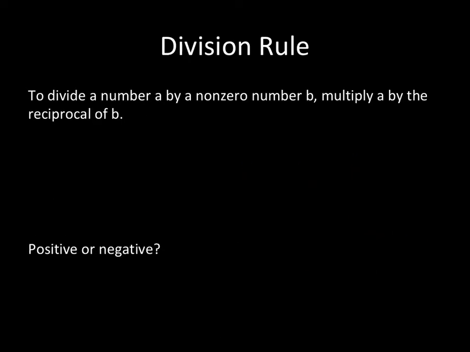Looking at the division rule, to divide a number a by a non-zero number b, multiply a by the reciprocal of b. I'll write it out like this: a divided by b, or a over b, is equal to a times 1 over b. I know you already know how to divide, but this explains that division is not really a different operation from multiplication. It's just multiplying by a reciprocal. It comes out to the same thing if you just divide straight, but it's a good thing to know in the future.